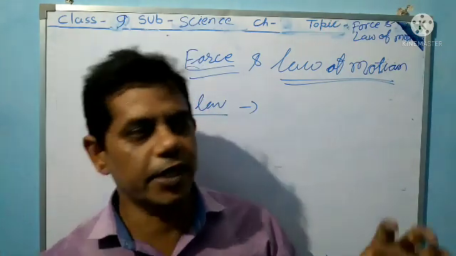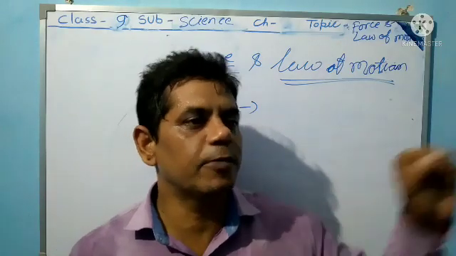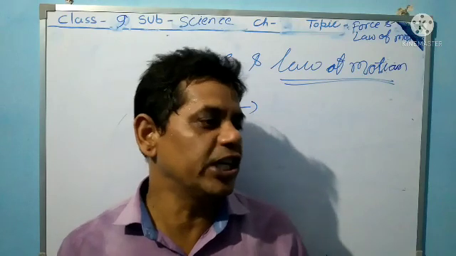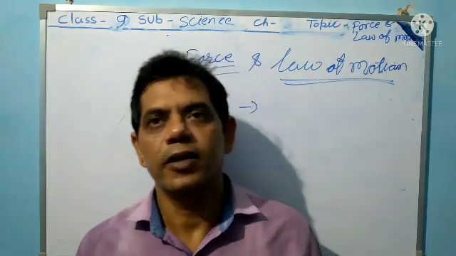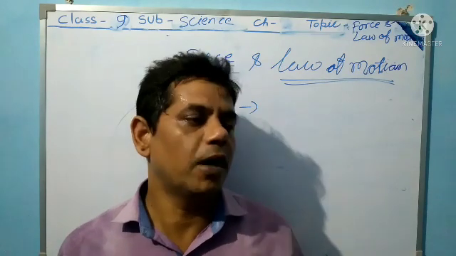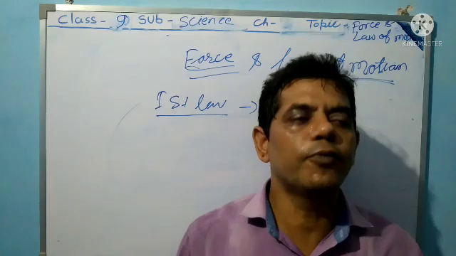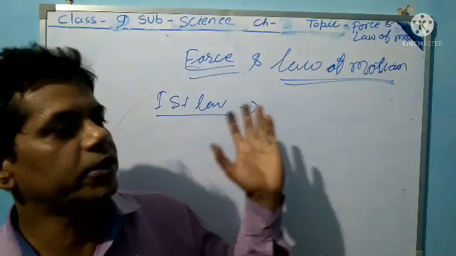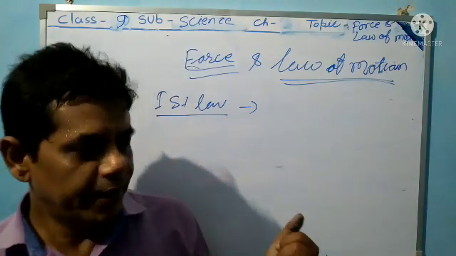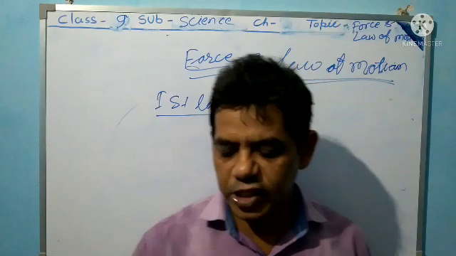It means any object that is in motion or at rest, when no external force is applied, will not change its position or its motion. The object wants to stay at rest or in uniform motion. That is the first law of motion, which is also called the law of inertia.